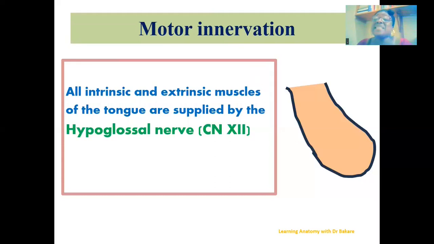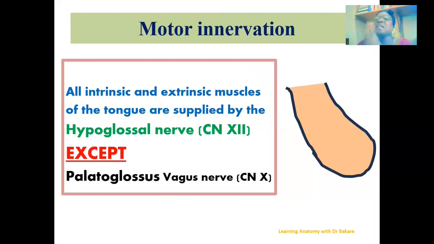So both the intrinsic and the extrinsic muscles of the tongue are innervated by the hypoglossal nerve, but there's an exception to this. The palatoglossus muscle is innervated by the vagus nerve, which is the 10th cranial nerve.